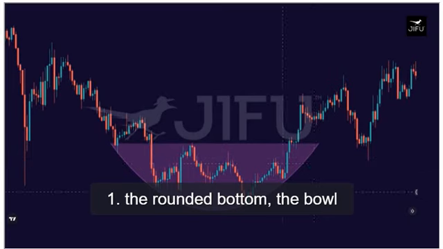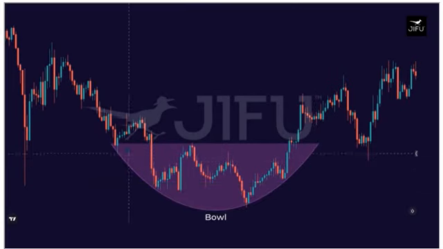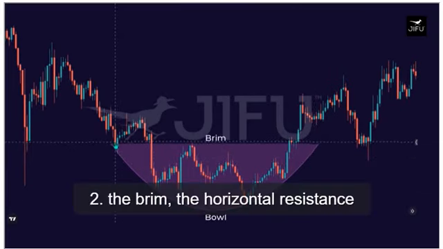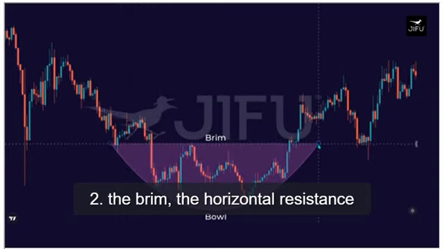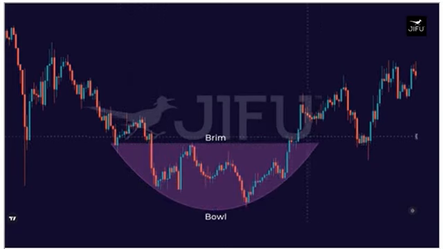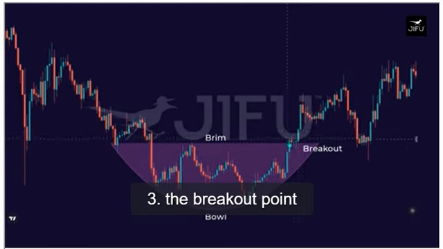Number 1, the rounded bottom, the bowl. Number 2, the brim, the horizontal resistance. Number 3, the breakout point.